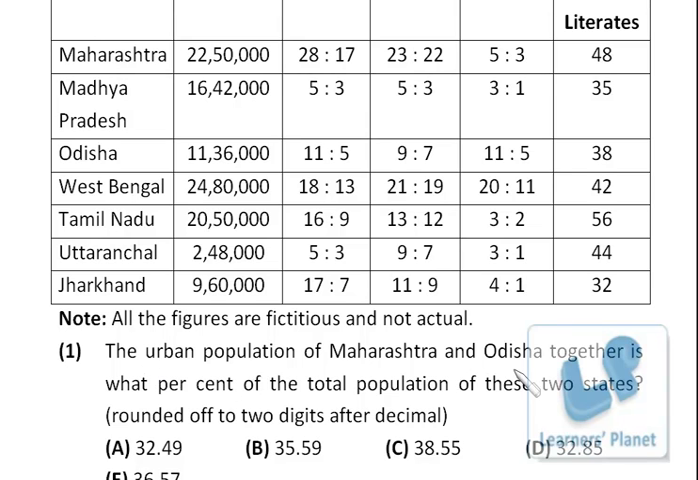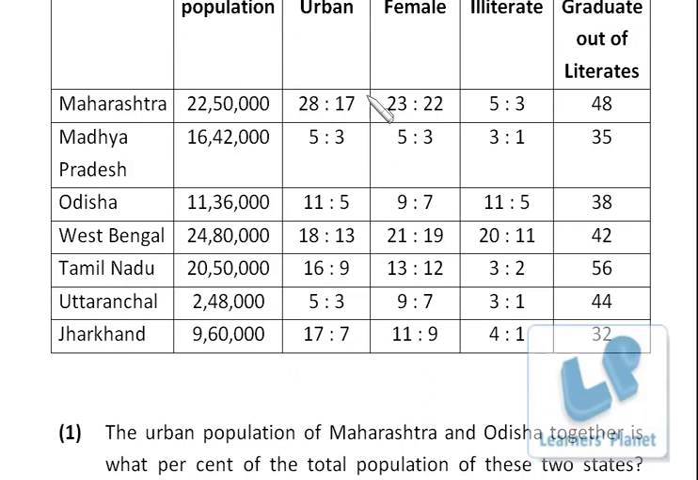The urban population of Maharashtra and Odisha together is what % of the total population of these two states? Okay, urban population of Maharashtra is 17 by 45 of this, right? So I just eliminate the 3 zeros because these are common everywhere. So 17 by 45 of this. So this will be cancelled from 45, 5s are, so 45 into 50, right? It is 2250. So that 50 into 17, it's 850. So that is the urban population of Maharashtra.